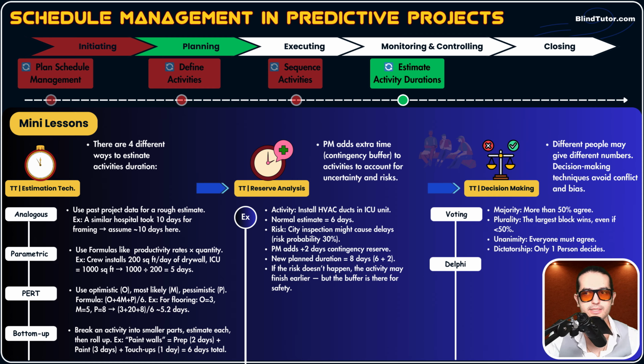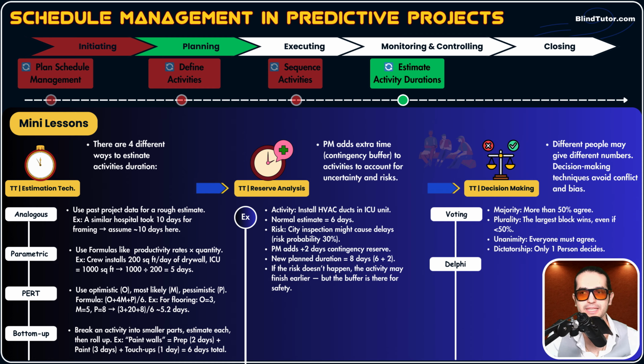What's plurality, guys? The largest block wins, okay? Even if it's under 50%. For example, we have 10 experts in a meeting. 4 of them say 4 days, 3 of them say 5 days, 2 say 7 days, and 1 says 6 days. The group of 4 wins here. Why? Because our schedule management plan says whenever there is a conflict, use plurality.